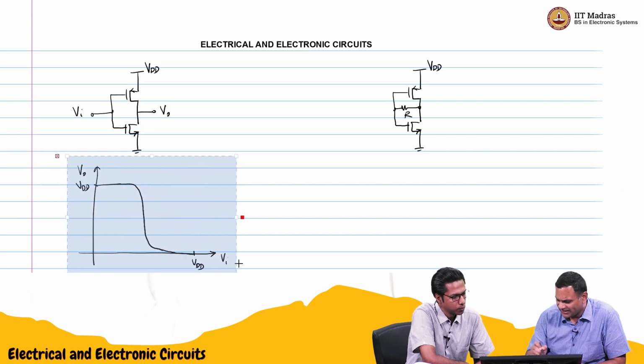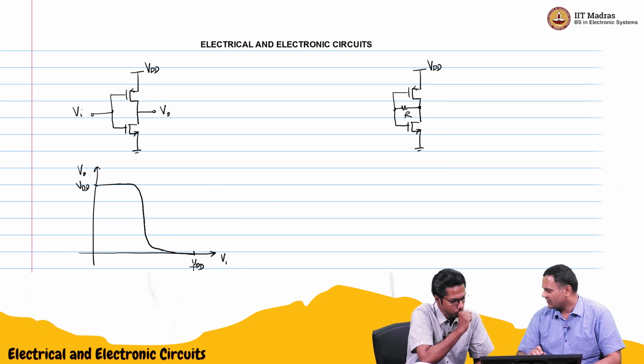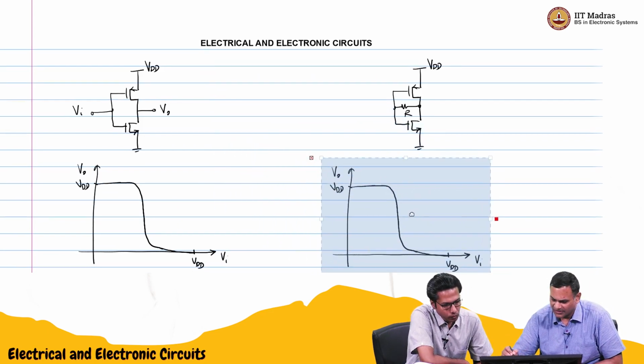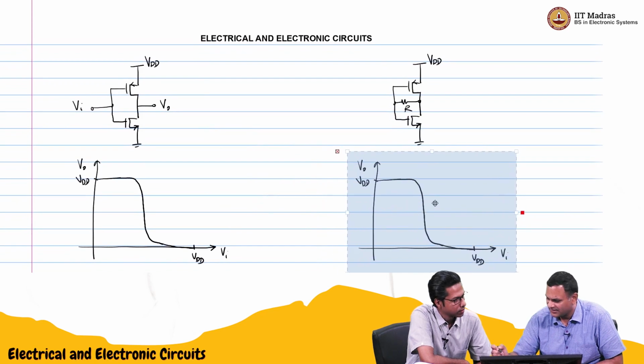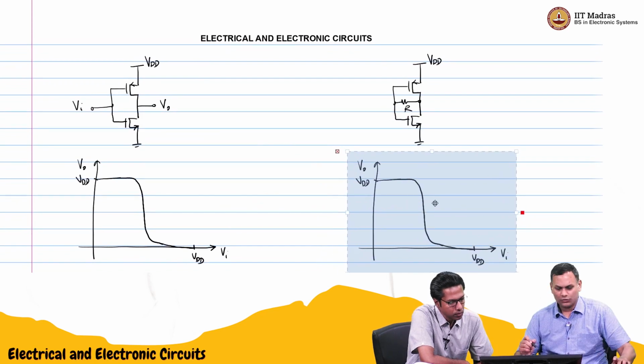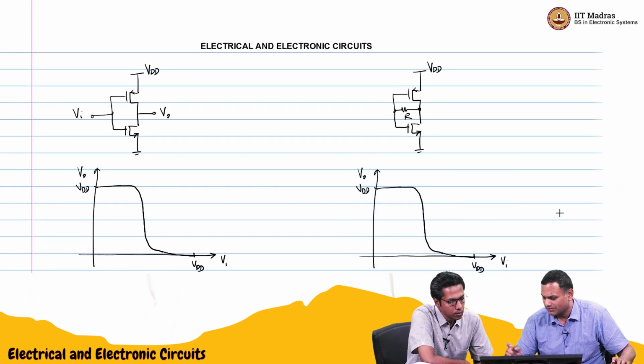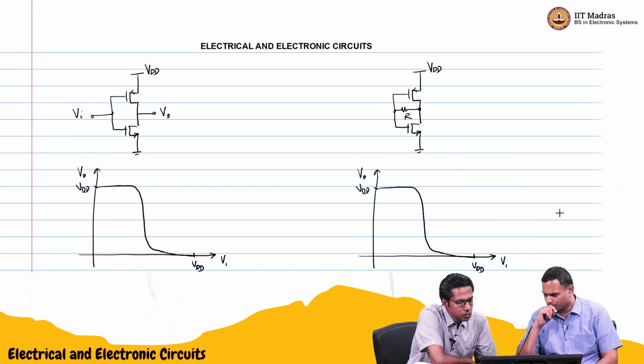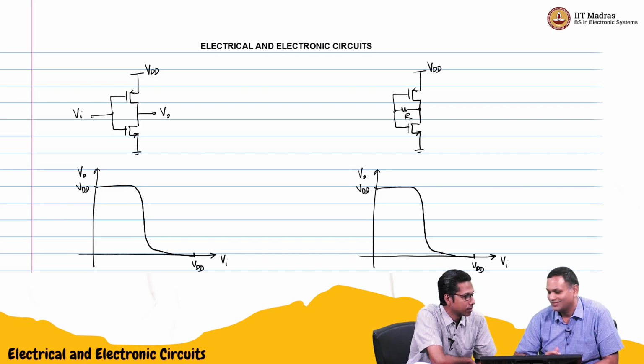But suppose I take the same inverter, where we know the Vo versus Vi, and connect the resistor. We want to find out what the input and output will be. When the input and output are same, there will be no current through R.